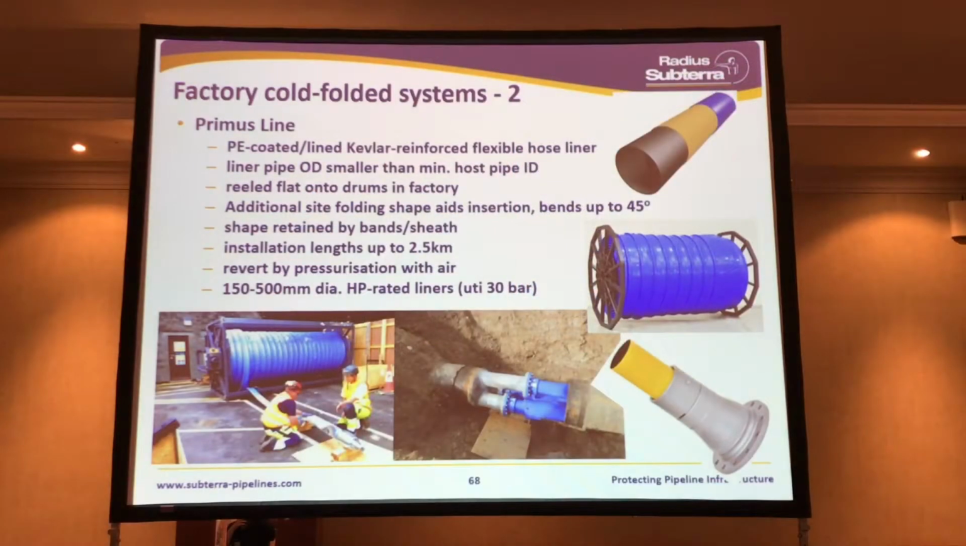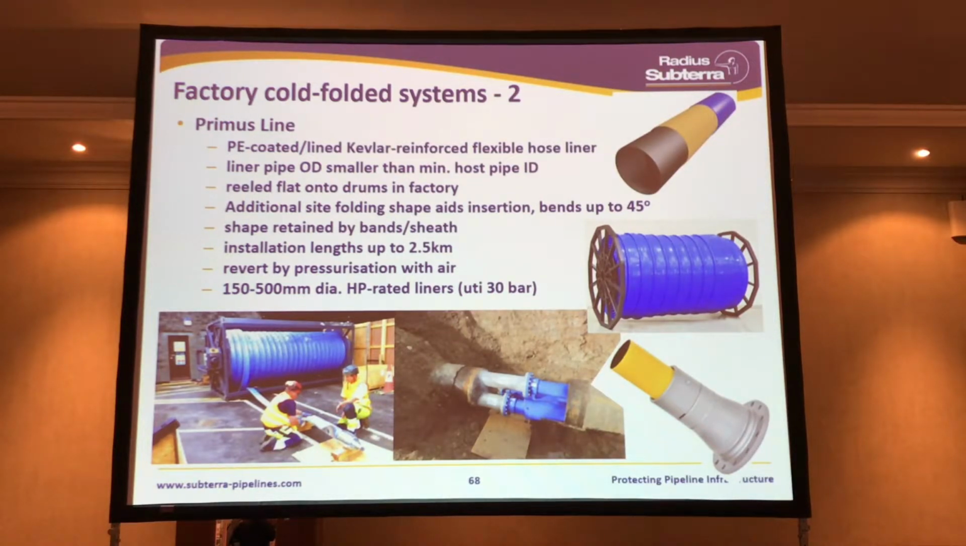I've included Primus Line here. You may have seen this before, I don't know. This is a PE-coated and lined Kevlar reinforced flexible hose liner. It's extruded in the factory and reeled onto drums in a flat form. When it gets to site, there's usually a little bit of extra folding and taping to make it easy to get the liner into place.